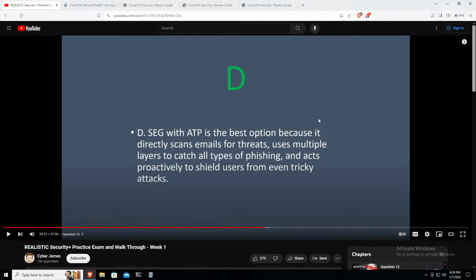All right, redemption. SEG with advanced threat protection is the best option, with ATP. I don't know if that's just, there's a different term there.